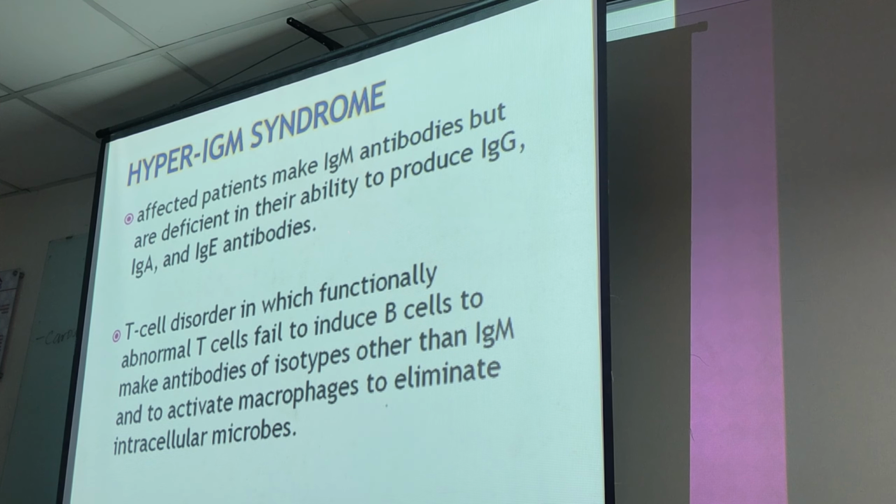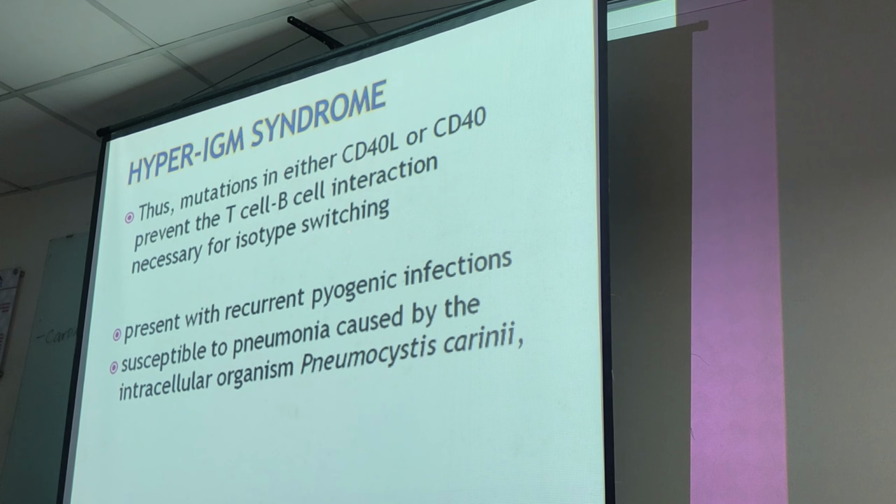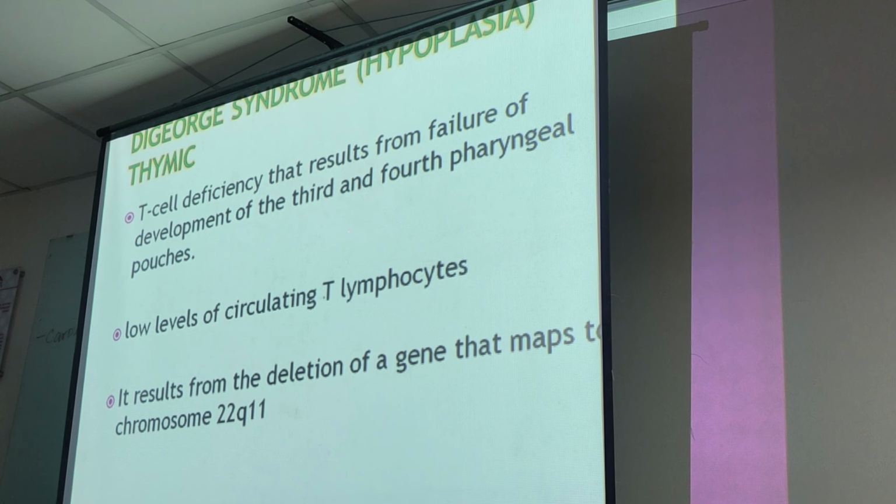Hyper-IgM is when you only make IgM and nothing else. It's a T cell disorder in which functionally abnormal T cells fail to induce B cells to make antibodies. These are the other stuff, just nice to know. DiGeorge syndrome is a form of thymic hypoplasia, so T cells are affected. It's a T cell deficiency.